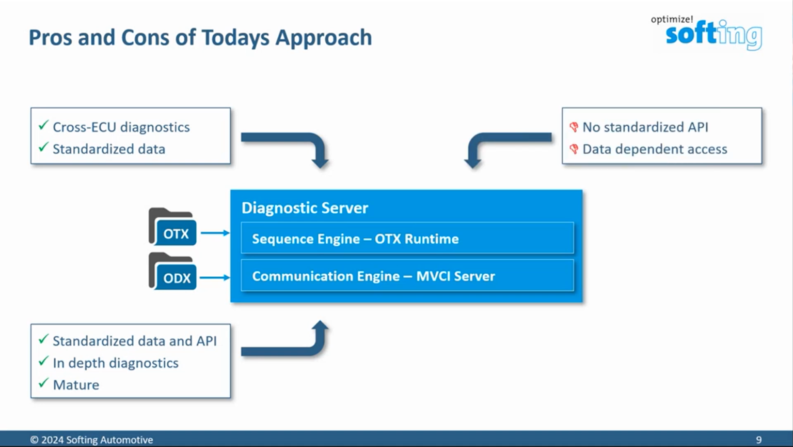What are the cons? Well, for OTX, you do not have a standardized API, and also the access is data dependent. This means you need to know the OTX script names, you need to know the namings of variables, all the kinds of things that change between cars and versions and that you put inside of your application, making your application very dependent on these namings.